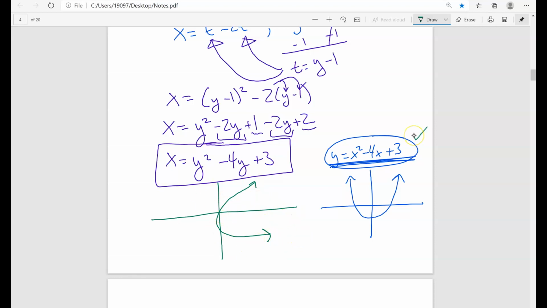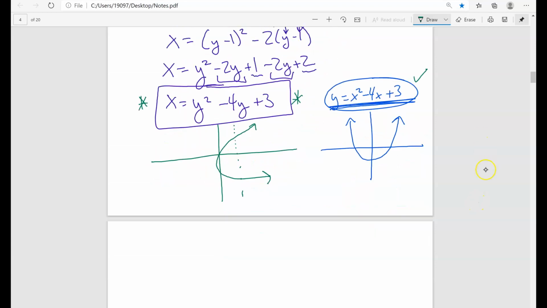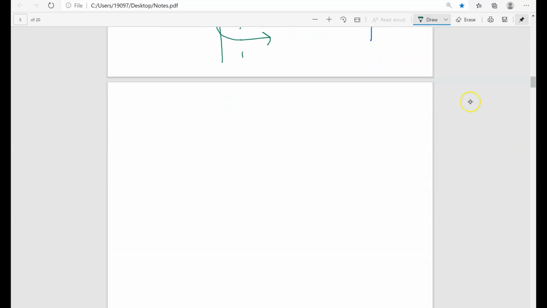So far we've talked about these guys, which are functions. These guys are not functions because you can see that it doesn't pass the vertical line test. But yeah, this would be the equation in x and y. Notice that there are no t's here, which is what we really want. So let's do a couple more examples. So we want to eliminate the parameter.